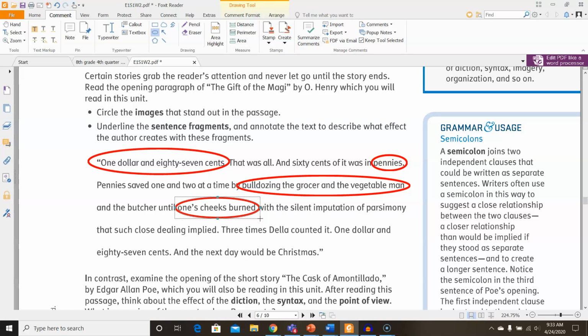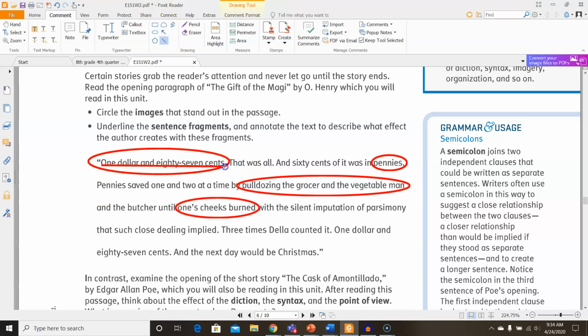Now I'm going to underline the sentence fragments. So keep in mind that a sentence fragment is another way of saying an incomplete sentence. It doesn't have both a subject and a predicate. So we're looking for which of these sentences don't have a subject and predicate. So $1.87. If I just came out and said that to you, you wouldn't know what I was talking about because I'm not saying anything about that. It doesn't have a predicate. So I'm going to underline that one.